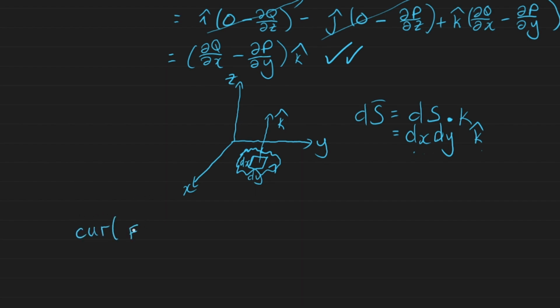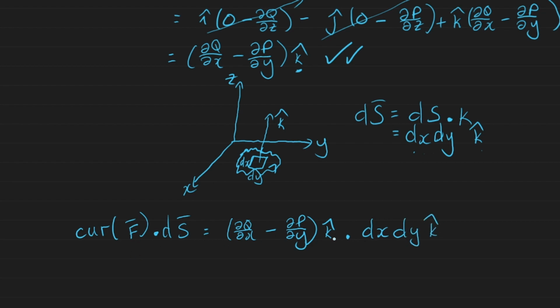So the curl of the vector F dot product with the vector area is equal to dQ/dx minus dP/dy, in the k direction, and we take the dot product with this vector area dS, that's dx dy times k. Of course, since we're taking the dot product, k times k is just 1. And what we're left with is just dQ/dx minus dP/dy, and of course, dx dy.